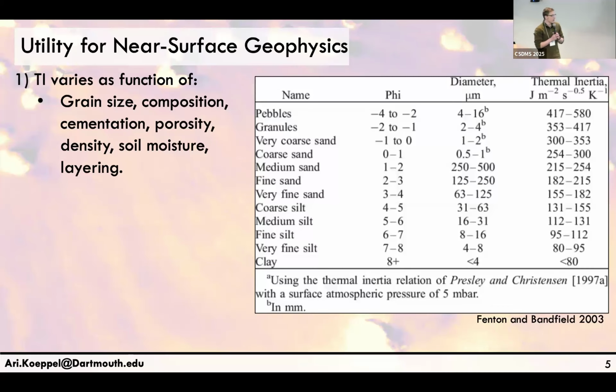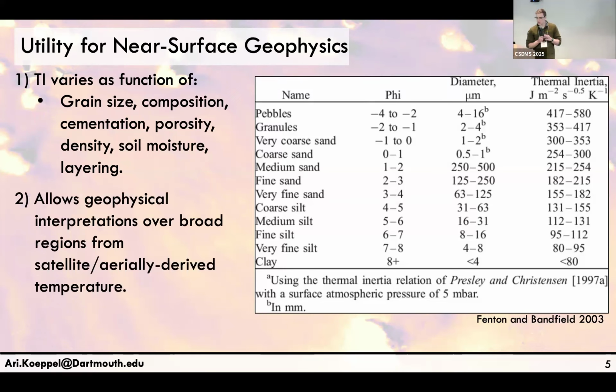And the utility for understanding surface processes is that we can do near surface geophysics. Specifically, thermal inertia varies as a function of grain size, and I'm showing some empirical evidence of that relationship from some studies in this table. And then it also varies as a function of composition, cementation, porosity, density, soil moisture, and layering, all things that can be really useful to study sedimentary systems.